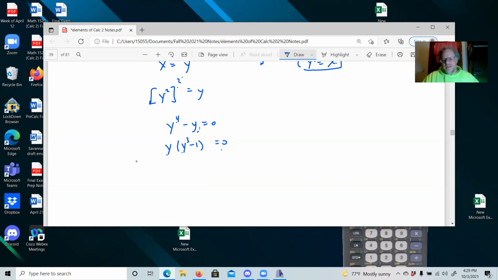So we're going to have y equals 0, or we have y cubed minus 1 equals 0. Easier said than done on this one. Sure, serves me right for coming up with my own problem here. All right, why don't we do it this way? And then y would be 1. So we have y equals 0, y equals 1.